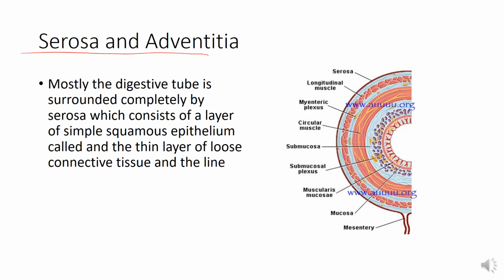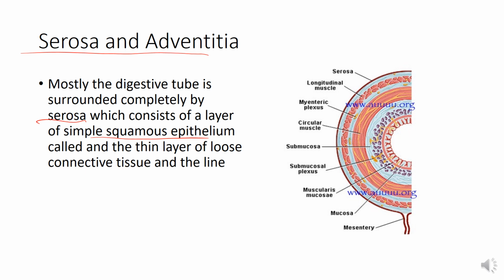organs of the GI tract, the tubes of the GI tract, are covered by peritoneum, 2 layers of peritoneum, that is the visceral and parietal, and between these 2 layers is present a thin film of fluid which prevents the friction. So whenever the digestive tube is completely surrounded by the visceral peritoneum, this is known as the serosa. And histologically, there is a layer of simple squamous epithelium in addition to a loose connective tissue.